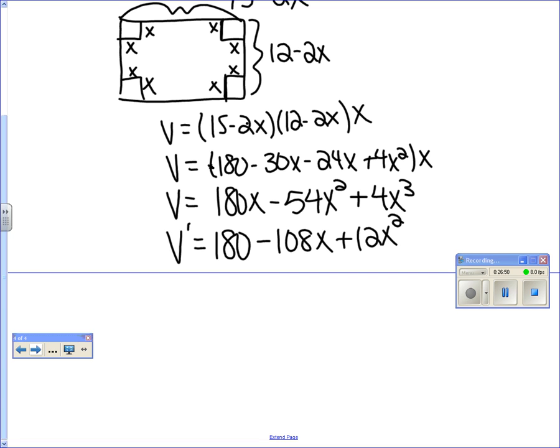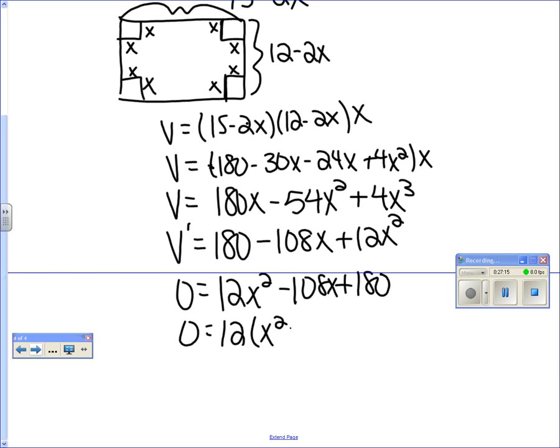Now what do we have to do? Okay, I'm going to rewrite it: 12x squared minus 108x plus 180. And now what do we need to do? Yeah, how are we going to do that? You can factor? Okay. 12 times 15.